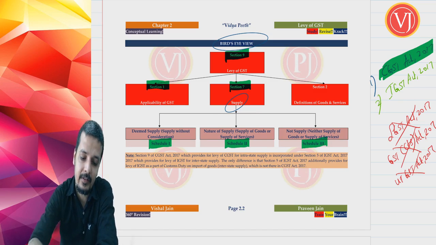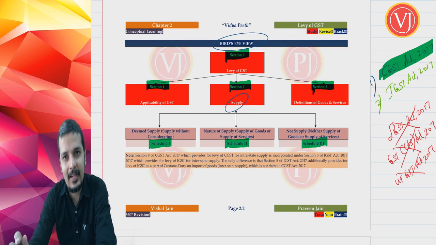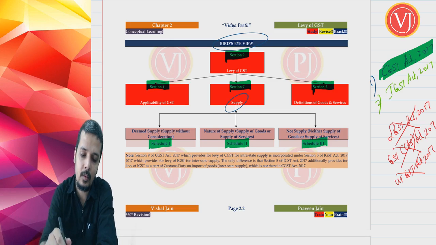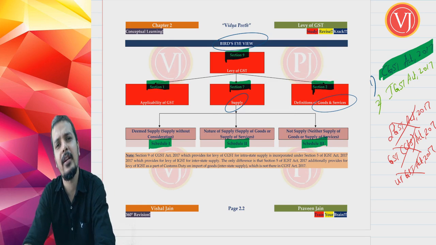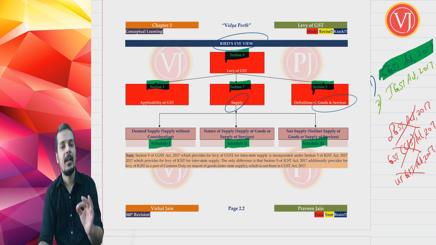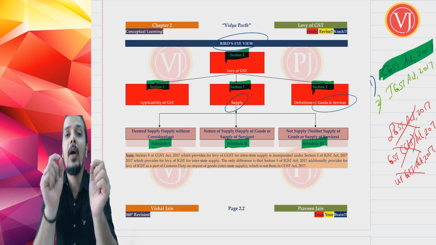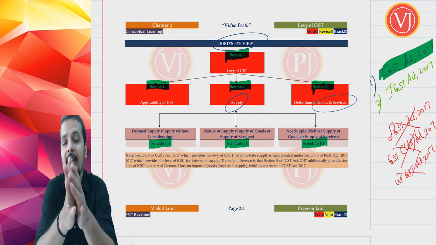Then we are going to discuss section 2, various definitions, where specifically in this chapter the focus will be on goods and services, but that doesn't mean that we are going to only discuss the goods and services definitions in this topic. We are going to discuss other definitions also. Remember my friends, whenever there is any definition, unless otherwise said, you have to focus only on section 2 of the CGST Act.